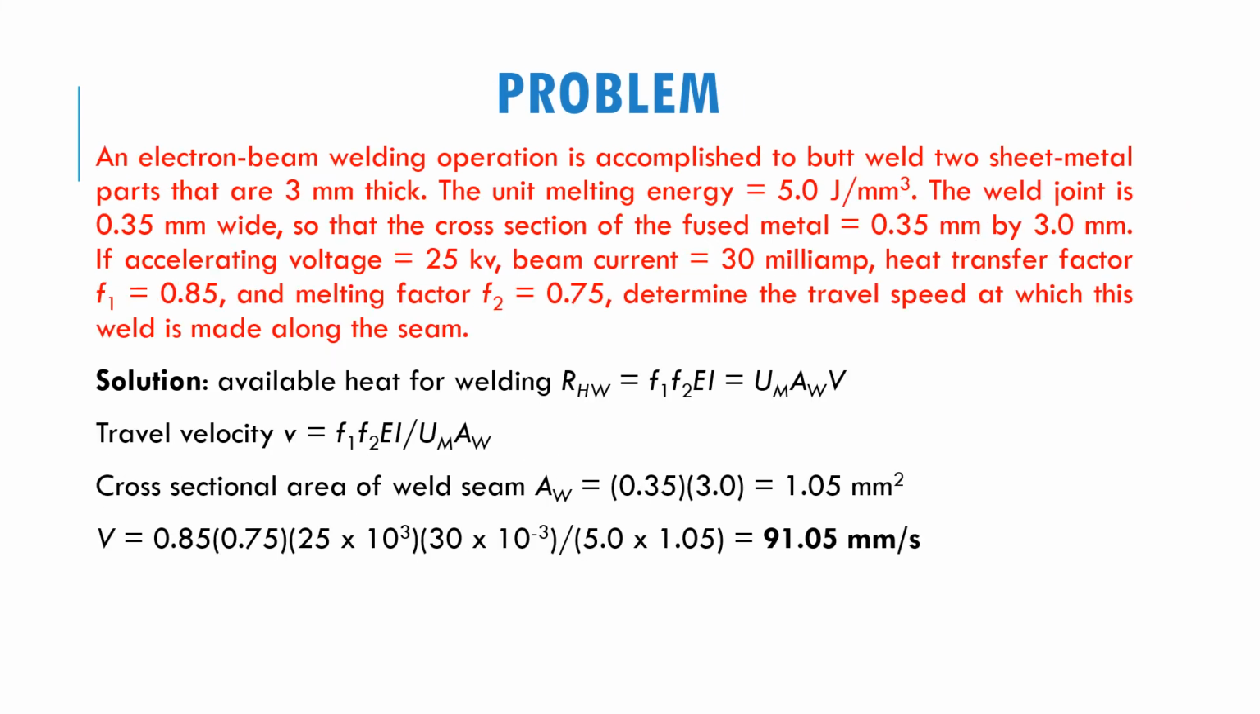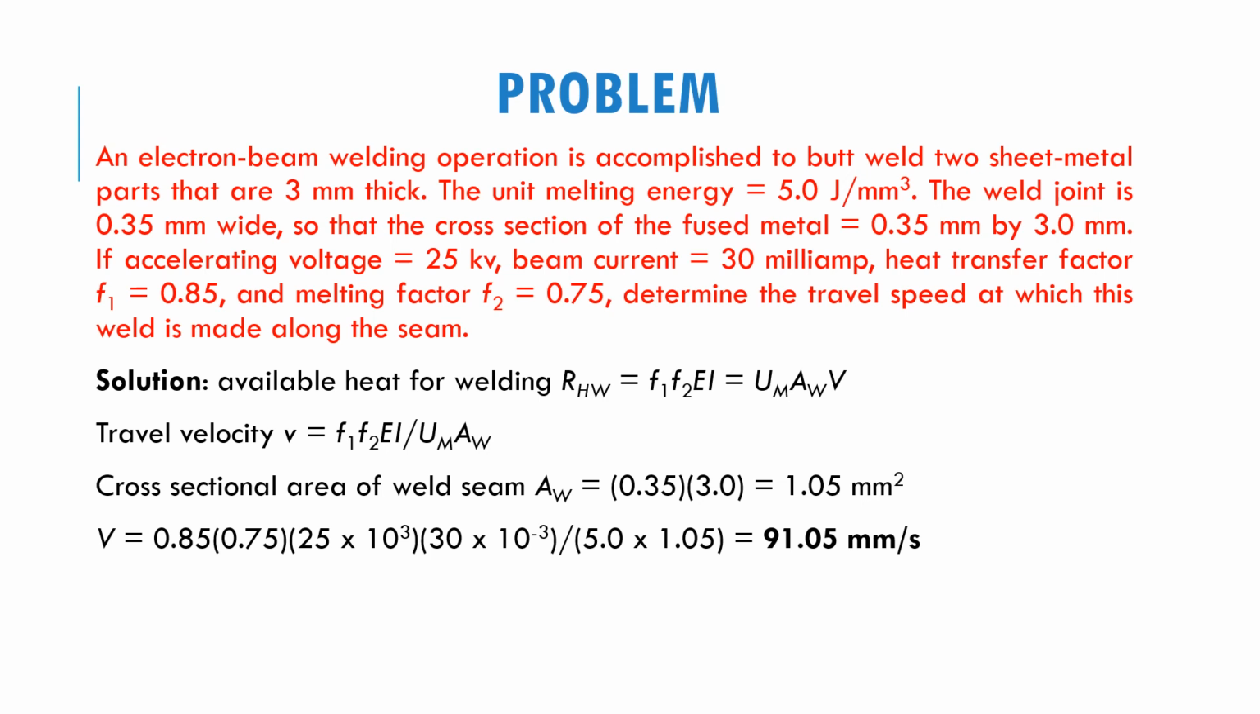So let's see the second one. An electron beam welding operation is accomplished to butt weld two sheet metal parts that are 3 mm thick. Unit energy for melting equal to 5.0 joule per mm cubed. The weld joint is 0.3 mm wide, so that the cross section of the fused metal equals 0.35 mm by 3.0 mm. If accelerating voltage is 25 kV, current 30 milliamp, heat transfer factor F1 is 0.85, melting factor F2 is 0.75, determine the travel speed at which this weld is made along the seam.